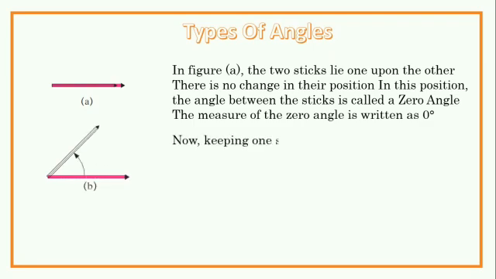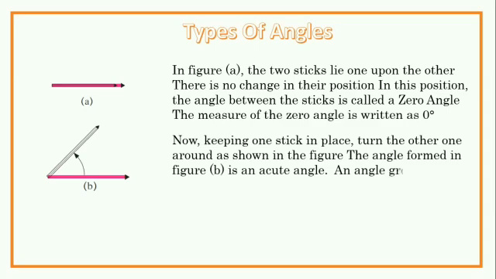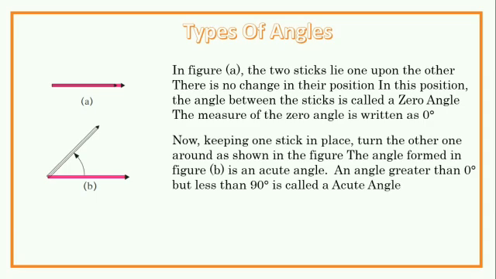Now, keeping one stick in place, turn the other one around as shown in the figure. The angle formed in figure B is an acute angle. An angle greater than 0 degree but less than 90 degree is called an acute angle.